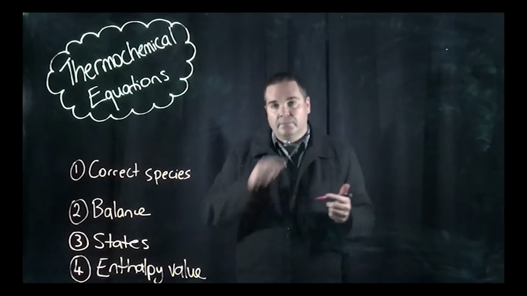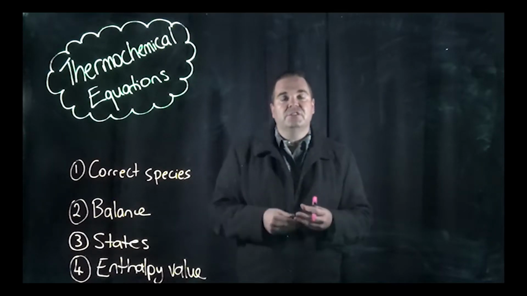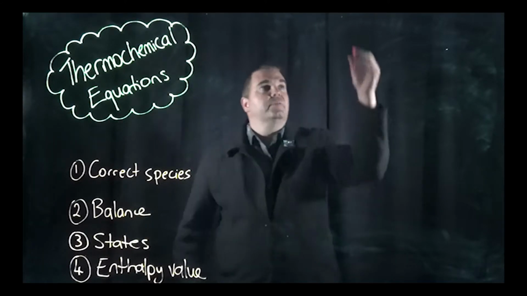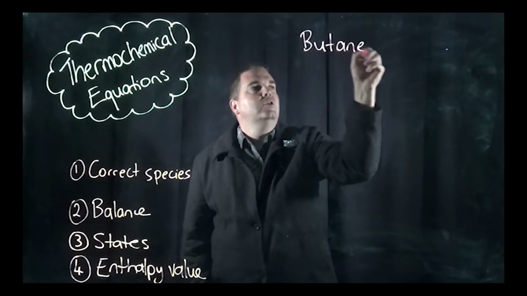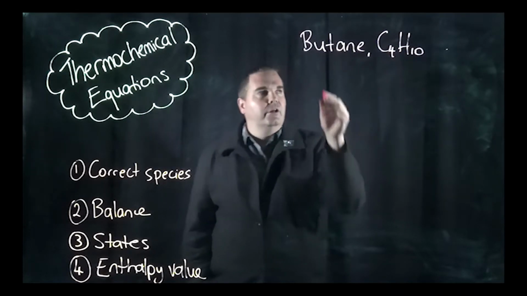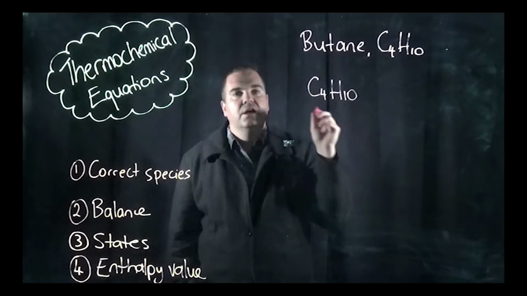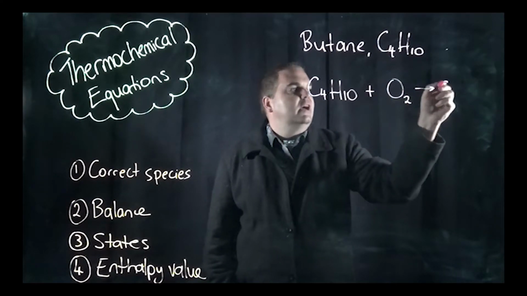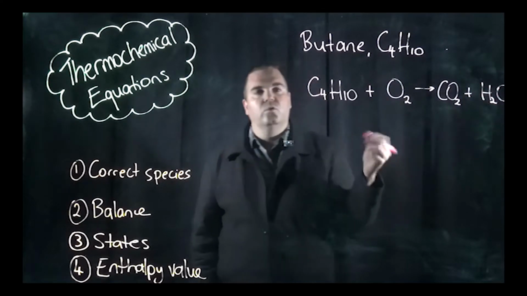The first one I'm going to do is the complete combustion of butane. What I should mention when we're talking about combustion reactions in chemistry is that we assume they're complete, so your products are always going to be carbon dioxide and water. I'm going to start off with butane, which is C4H10. So if we have butane, C4H10, we're just going to put the right species in. Under complete combustion, it reacts with oxygen to give us carbon dioxide plus water.